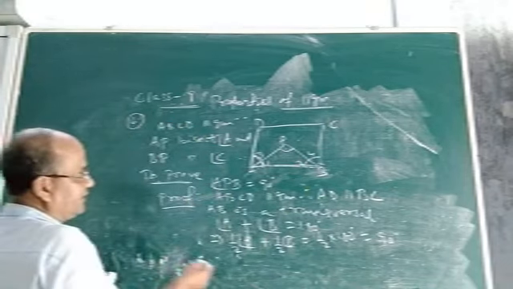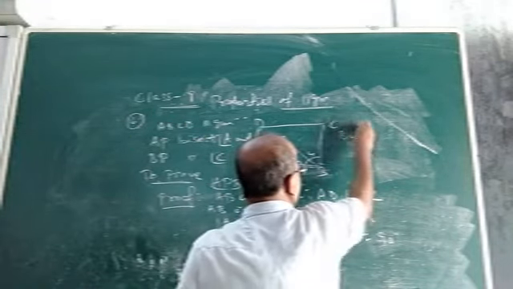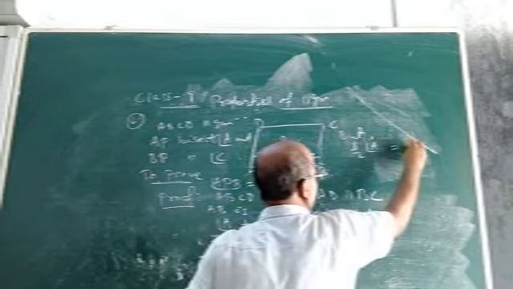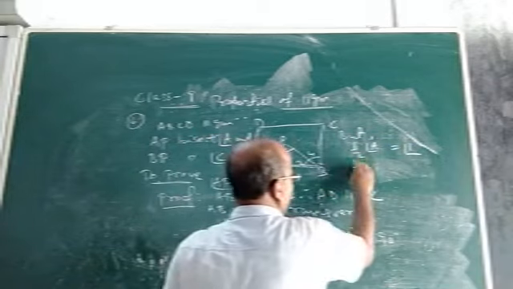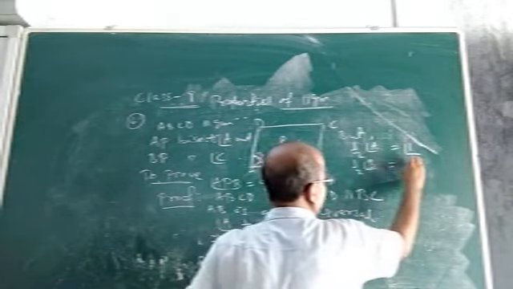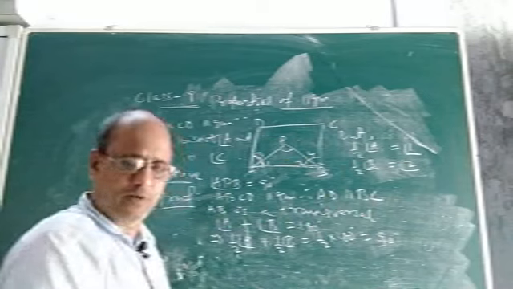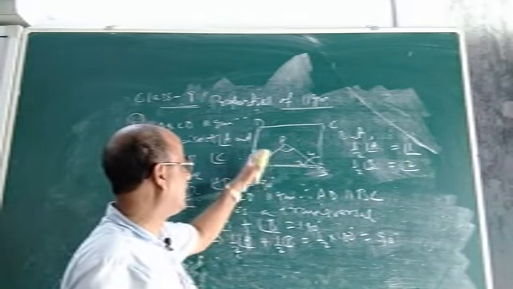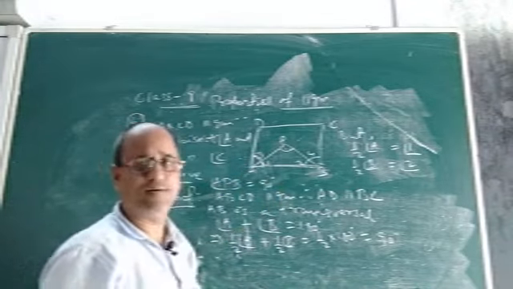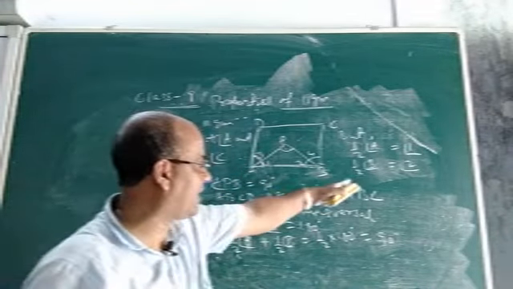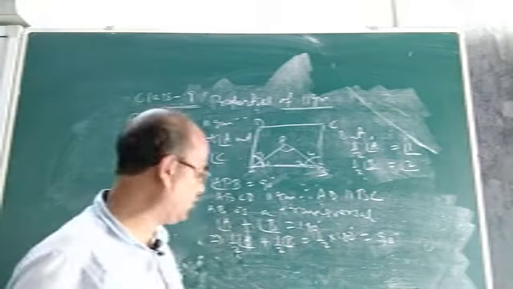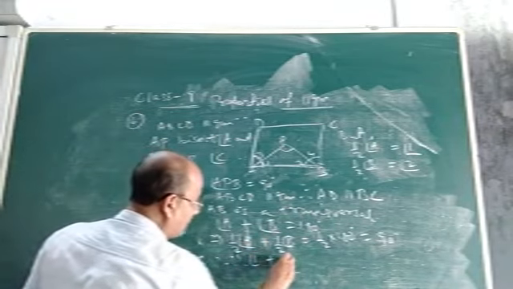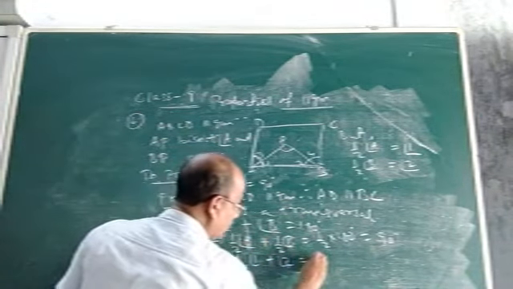So half of angle A equals angle 1, and half of angle B equals angle 2. Why? The reason I told you, because AP is the bisector of angle A, so 1 and 3 are equal. So angle 1 will be half of A and angle 2 will be half of B. So in place of half of A you write angle 1, and in place of half of B you write angle 2. Therefore angle 1 plus angle 2 equals 90 degrees.